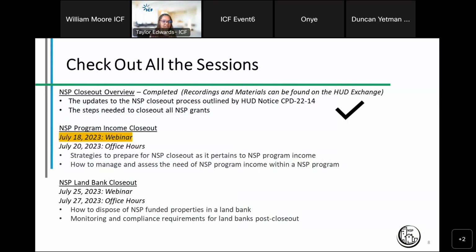Throughout this portion of the series, we'll cover strategies to prepare for NSP closeout as it pertains to NSP program income and how to manage and assess the need of NSP program income within an NSP program. Later next week, we will then cover NSP land bank closeout, as that webinar and the office hours. During this portion, we'll learn how to dispose of NSP-funded properties in a land bank and monitoring and compliance requirements for land banks post closeout.